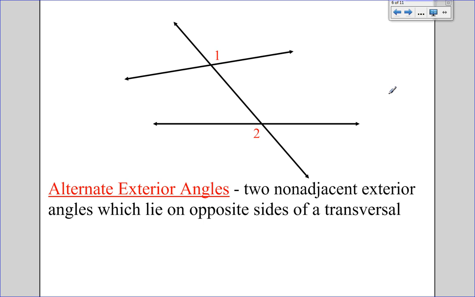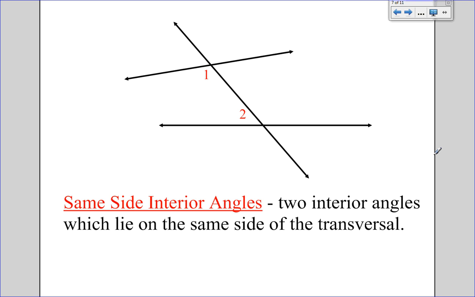Next, we have alternate exterior, which are similar, except instead of being on the interior, they're on the exterior. So two non-adjacent exterior angles which lie on opposite sides of a transversal. So up here we have angle 1, and down here angle 2. They're on the outside, the exterior of the two lines, and opposite sides of the transversal. Angles 3 and angle 4 would also be considered alternate exterior angles.